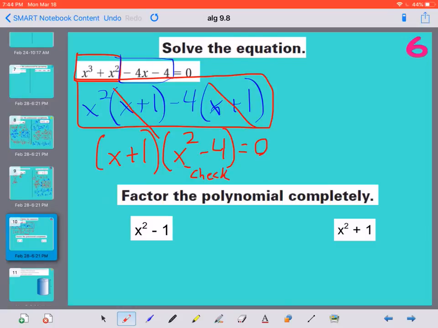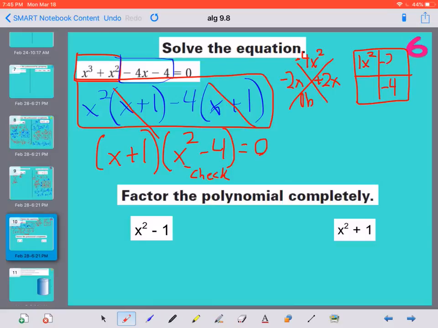Now, when I have an x squared here, what I need to do is check to see if this is factored completely. So what I'm going to do is draw a diamond. I'd have a negative 4x squared, 0x here. Looks like I can take a negative 2x and a positive 2x. So this is not factored completely yet. So I've got to factor this to get 1x squared and negative 4. Negative 2x and positive 2x gives me x and x, negative 2 and positive 2.